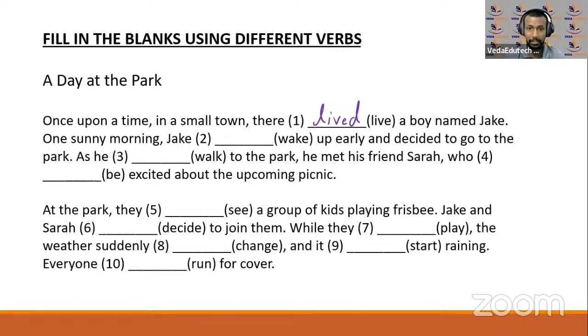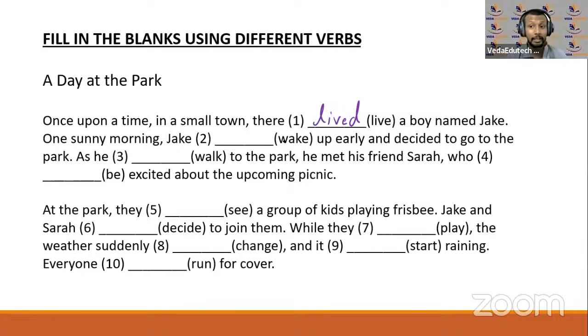One sunny morning, Jake dashed up early and decided to go to the park. Now, one sunny morning, it is telling about some day, कोई पहला दिन जहाँ पे वो सुबह सुबह उठ गया, राइट. सुबह जब सनी था तभी वो उठा, ठीक है. सुबह जल्दी उठा, wake up early, ठीक है. Now what can be the verb over here? And decided, you can get clues like this. Past form, decided. Yes, exactly.